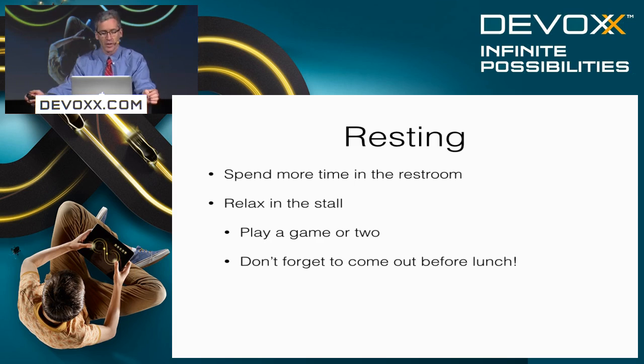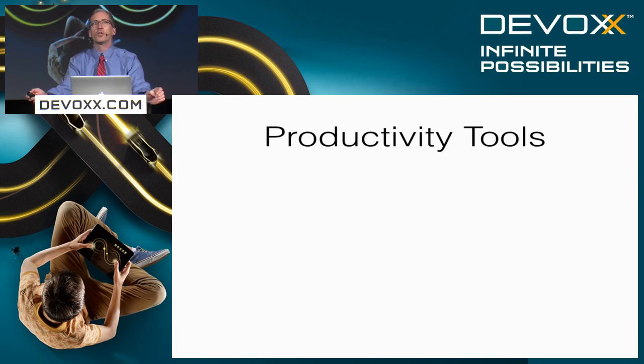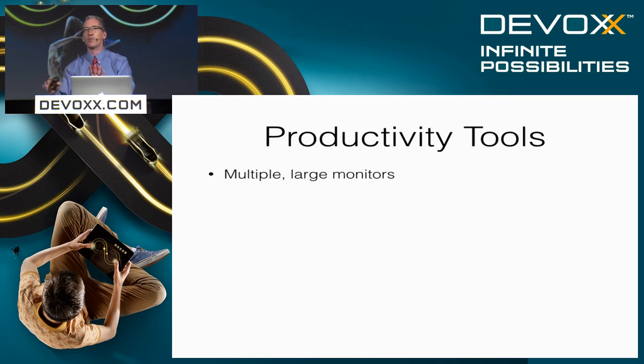You can play some games in there. And just make sure you come out before lunch, because the lines get really long at lunch. And you're not writing code during lunch, so that's a freebie. Right? There's important productivity tools that can help you in achieving this goal. First of all, multiple large monitors. I find it very helpful to be able to play a full screen video on this one while I'm playing a game on this one.